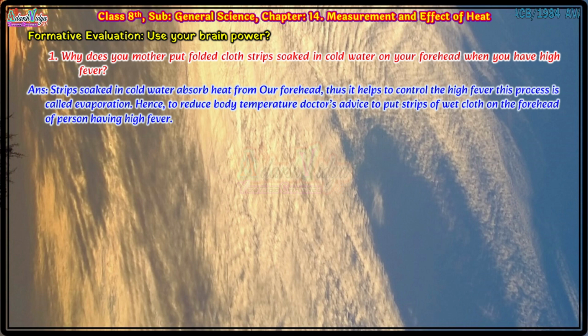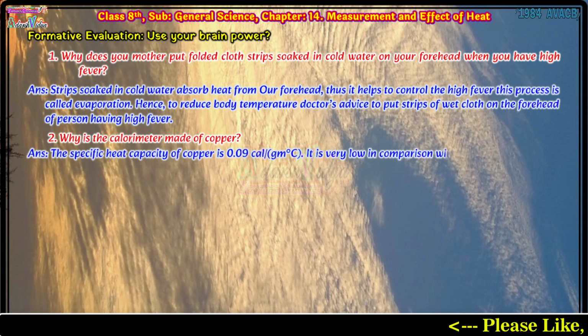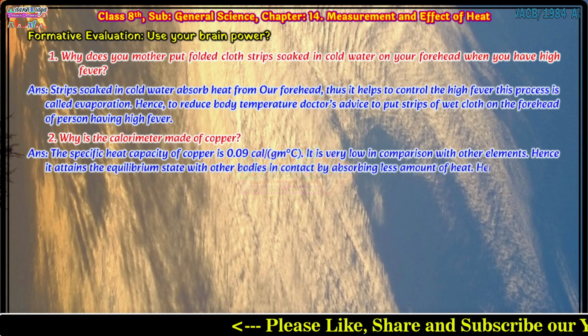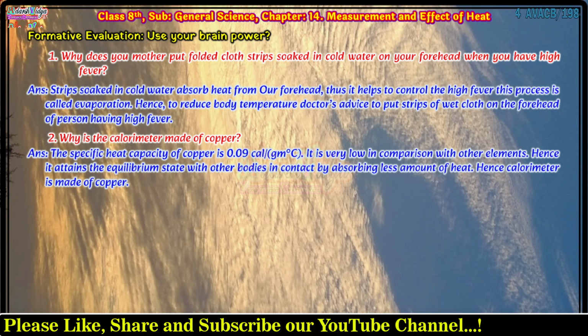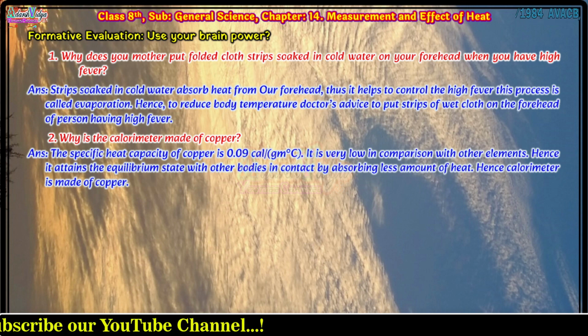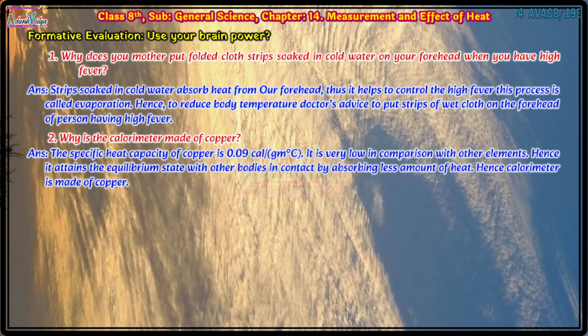Hence, to reduce body temperature, doctors advise to put strips of wet cloth on the forehead of a person having high fever. Second question. Why is the calorimeter made of copper? Answer is: the specific heat capacity of copper is 0.09 calorie per gram degree Celsius. It is very low in comparison with other elements. Hence it attains the equilibrium state with other bodies in contact by absorbing less amount of heat. Hence the calorimeter is made of copper.